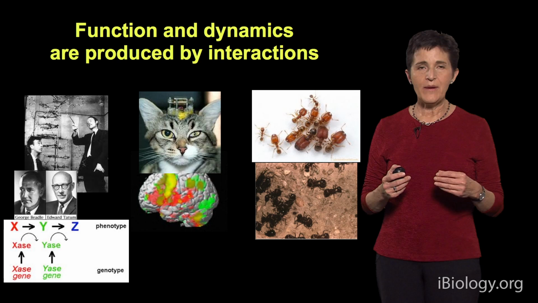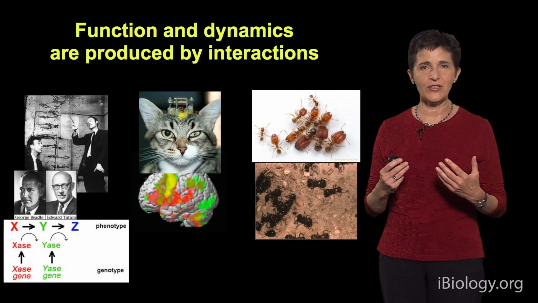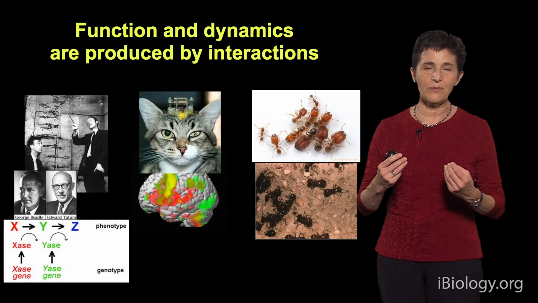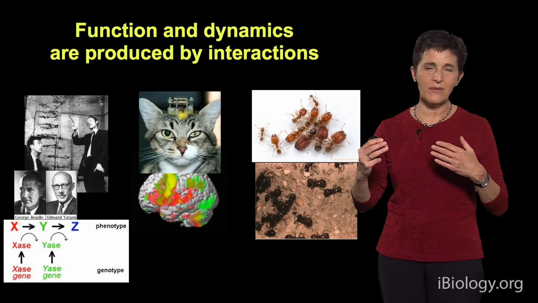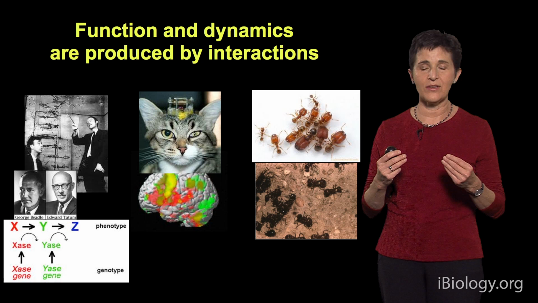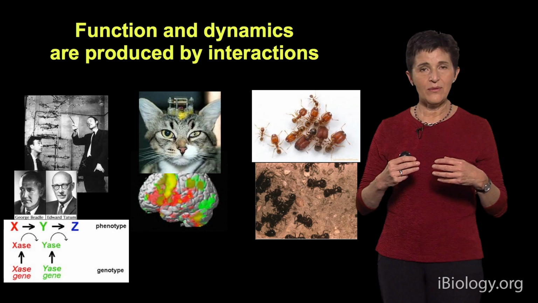But over time, we've understood that instead, function and dynamics are produced by interactions. In genes, there are very complex regulatory processes that determine the relationship between genotype and phenotype. The function of brains arises from interactions among many different groups of neurons in the brain that form circuits that interact with each other. And in the same way, in ant colonies, we can see how local interactions produce the behavior of the system.